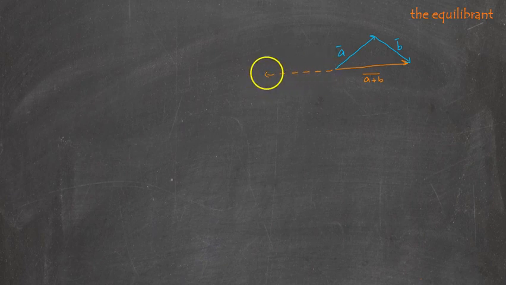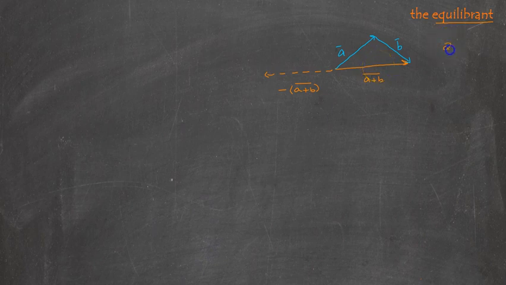Well, there also happens to be a vector that is exactly opposite, such that if I add the opposite vector to the resultant vector, I end up with the number 0 or the 0 vector. And this is called the equilibrant vector. So the equilibrant vector has the value of opposite A plus B. So the equilibrant vector is the vector that gives us the value of 0 when combined with the resultant.